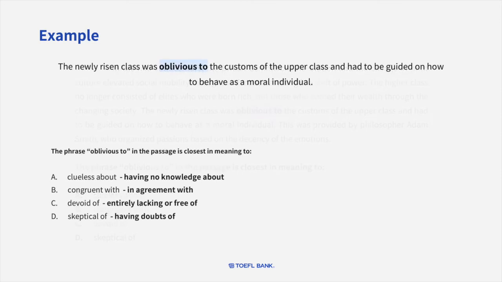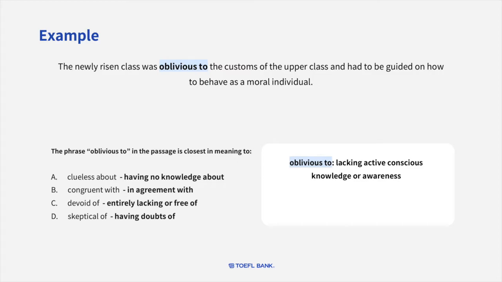The question reads, the phrase oblivious to in the passage is closest in meaning to. The meaning of oblivious to is lacking active conscious knowledge or awareness. The answer to this question would be A, clueless about. As such, if you don't know the words, it will not be easy to solve these types of questions. But for this question, if you did not know what oblivious to meant, there's a clue you can use to determine what it means.